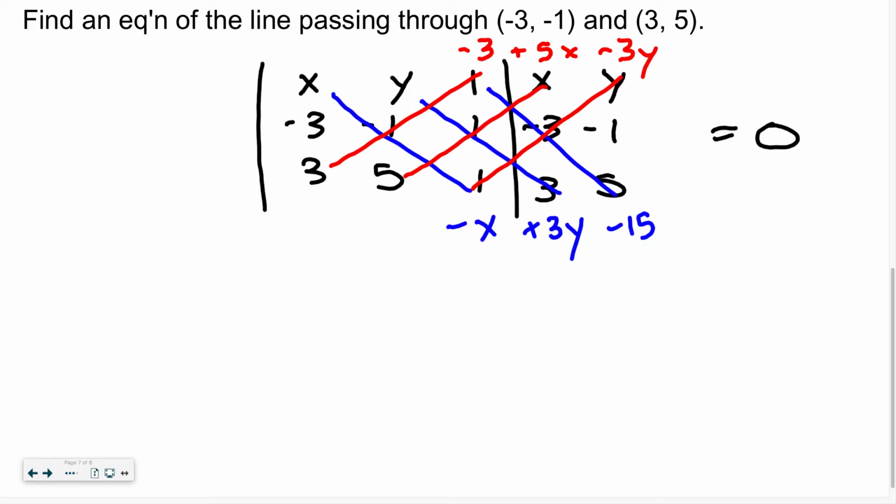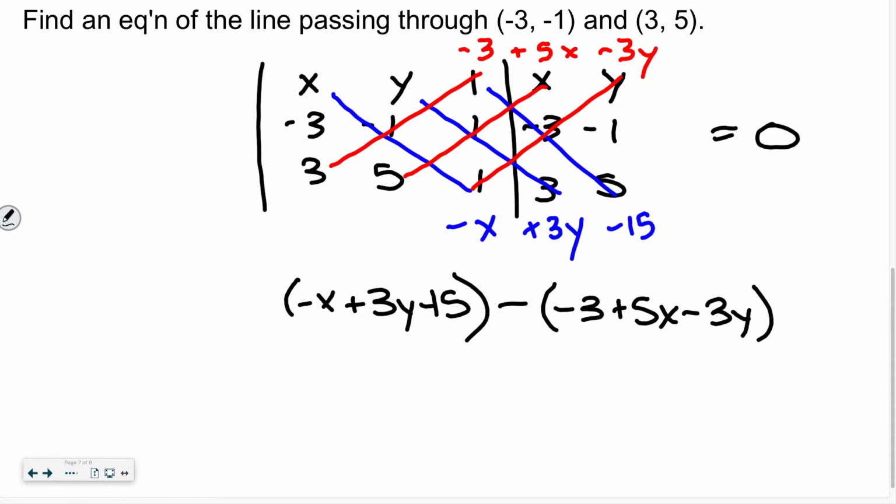When I calculate my determinant, remember I'm taking the sum of the blues, the first diagonal going down from left to right. So negative x plus 3y minus 15. And I'm subtracting from that the sum of these. So these should all be protected by a set of parentheses. Remember, you're not just going to combine like terms negative 3 and negative 15 and get negative 18. You're actually subtracting negative 3, which would be adding 3. So those are going to change signs at the top, because you're subtracting all of them. So we're going to do plus, plus, negative, plus.